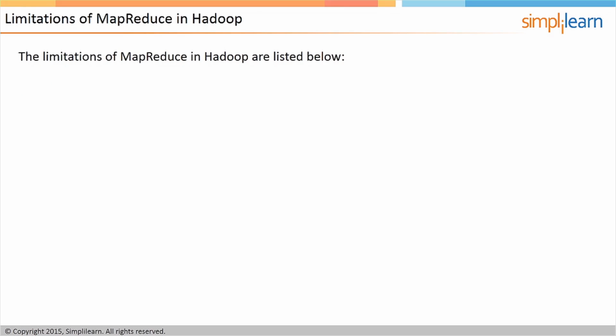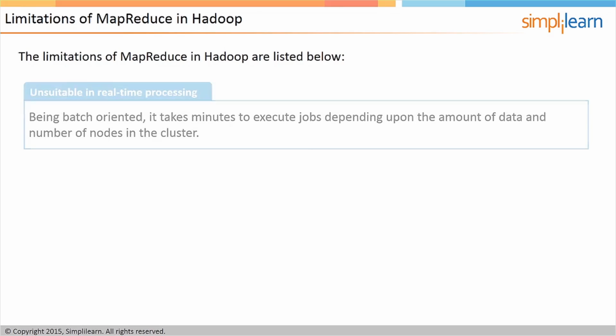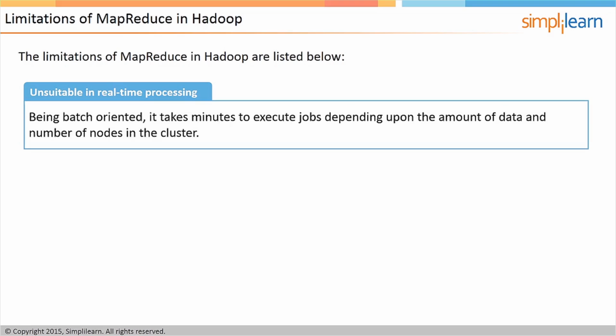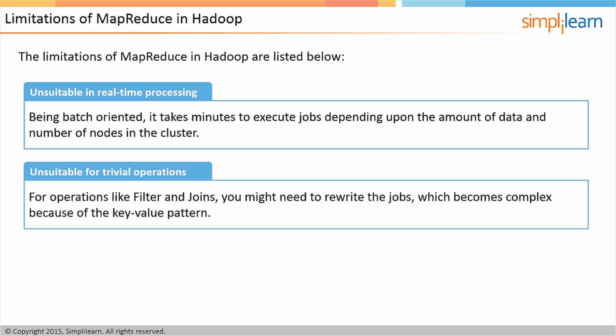MapReduce used in Hadoop is not suitable for many reasons, such as it's not a good choice when it comes to real-time processing. It's batch-oriented, because of which it's executed as periodic jobs that take time to process the data and provide results. It takes minutes to complete a job, which mainly depends on the data amount and number of nodes in the cluster. MapReduce is also not suitable for writing trivial operations such as filter and joins.